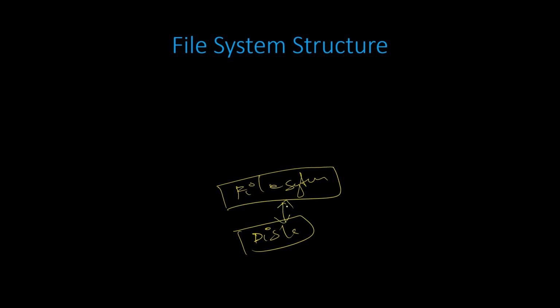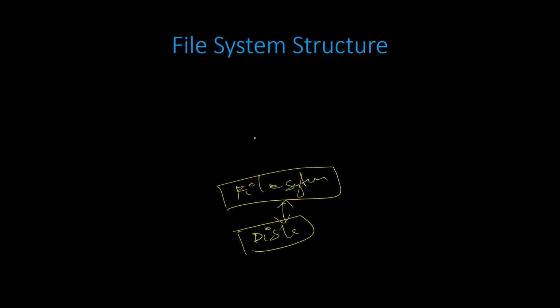Now, let's see the structure of file system. Consider a secondary memory or disk. So, here the disk is connected to the file system. The file system is connected to the disk. So, it is a two-way connection.